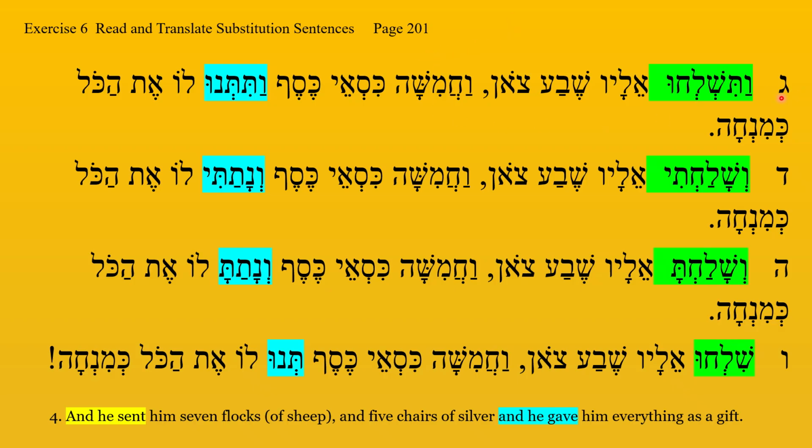Okay, substitution Gimel for exercise 6, sentence 4. So now we have the te'u, again, imperfect form. So future tense becomes past tense. And you, masculine plural, y'all sent him 7 flocks and 5 chairs of silver, and you will give him everything as a gift.